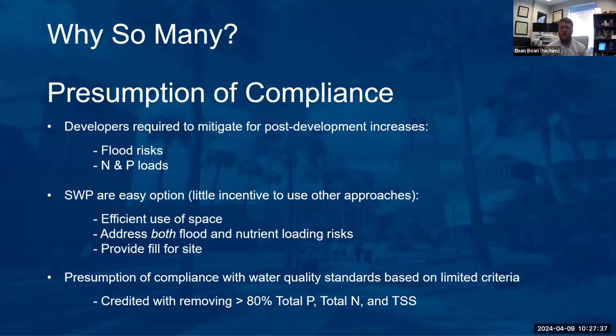So developers are required to mitigate for any post-development impacts to water resources. This is through the Environmental Resources Permitting Program, or ERP, that is managed by each of the water management districts. So they have to address the flood risks and the nitrogen and phosphorus loads that are coming off of the developed area. Stormwater ponds are a pretty easy option if you think about it.